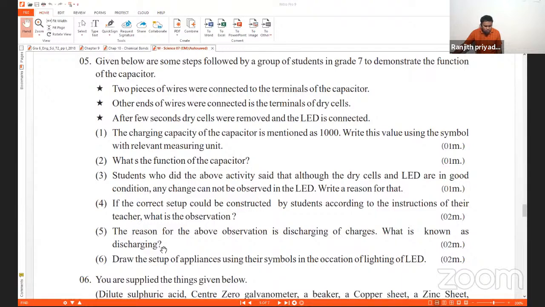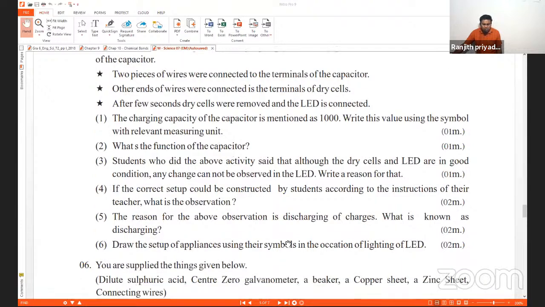The reason for the above observation is discharging of charges. What is known as discharging? Releasing the charges. The capacitor is releasing charges. Stored electrical charges in the capacitor plates are released through the light emitting diode. It discharged through the LED.